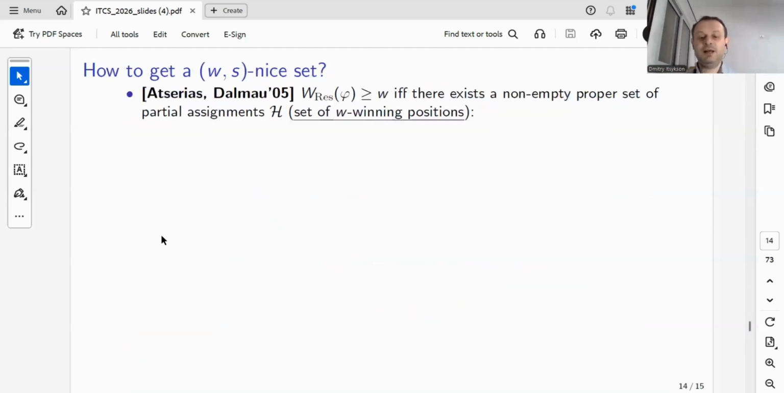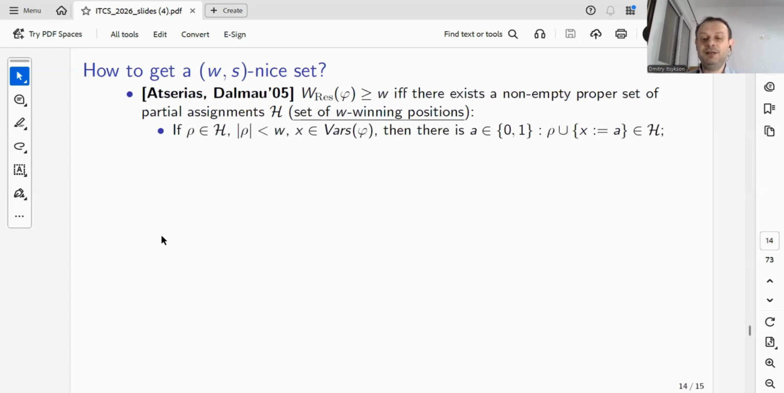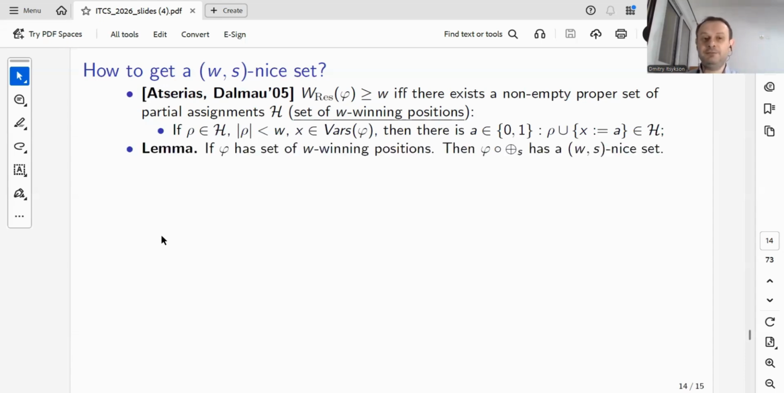Okay, now let us discuss how to obtain WS nice sets. Itsykson and Dalmau presented the following characterization of the fact that a formula phi has a resolution refutation with width at least W. It is equivalent to the existence of a non-empty set of proper assignments, called W being position, such that any assignment of size less than W can be extended to include any variable. This notion is close to the notion of WS nice sets, but we also have to bound the number of forced decisions in the chains. This can be done by lifting using the parity gate of size S.